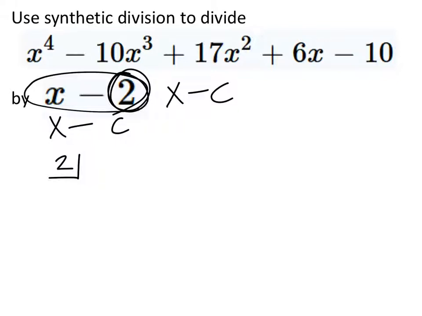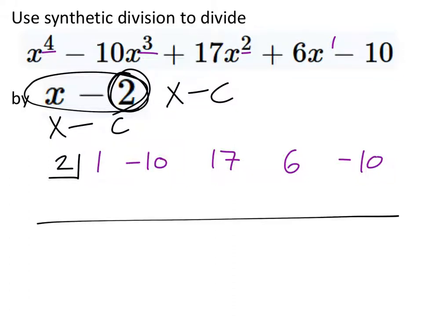And now I'm looking for coefficients of all of my terms, as long as that's in descending order, right? So we probably should double check to make sure it's in descending order. 4, 3, 2, 1, 0. So we're good there. So the coefficient of x to the 4th is 1. The coefficient of x cubed is -10. Coefficient of x squared, 17. Coefficient of x is 6. And then coefficient of x to the power of 0, which is just 1, you guys, that's -10. It's the constant. All right, I'll draw us a little line there.